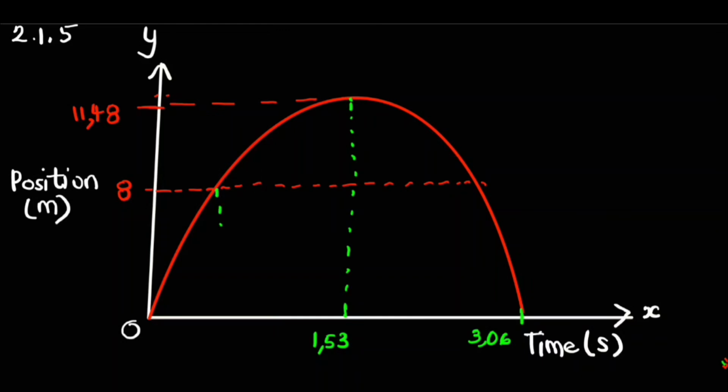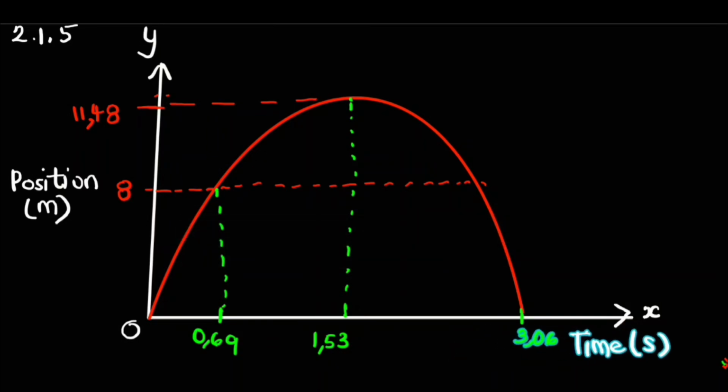So let's fill in our time values for those. The first one we had was 0.69, and the second one, I'm just going to move a few things here. The second one was when it was on its way down, and that value was 2.37. So this is our complete position versus time graph with all the requested values.